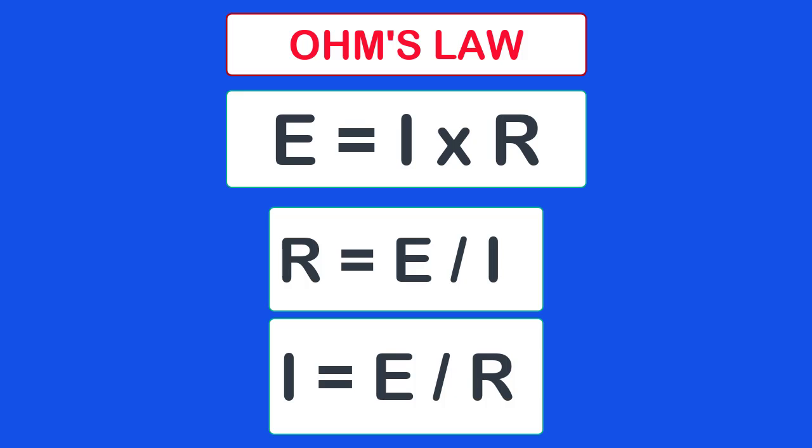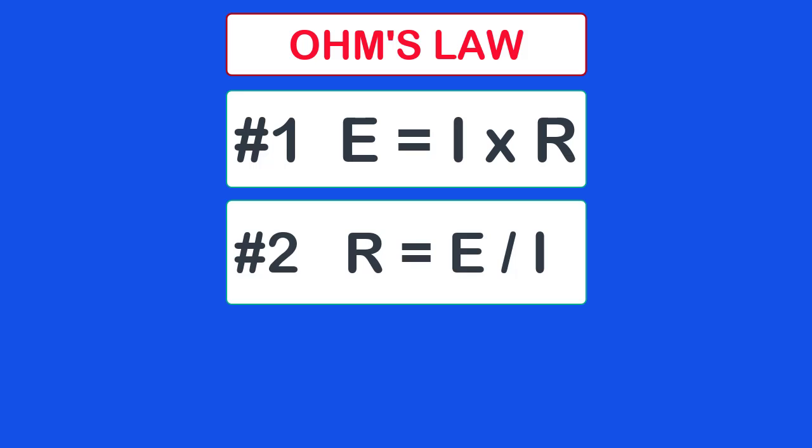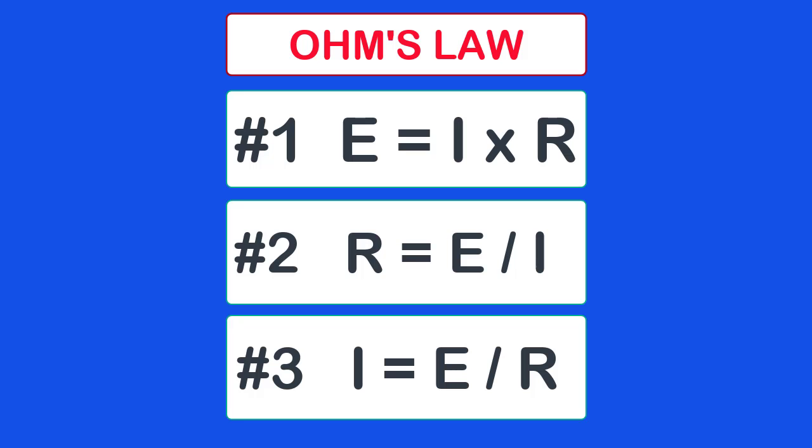Here are the three ways you can write the letters used in Ohm's law. Way number 1, E equals I times R. Way number 2, R equals E divided by I. And way number 3, I equals E divided by R. With this set of three equations, we can find the missing number every time. Like I said, if you have the value of any two of the letters, you can find the third value.